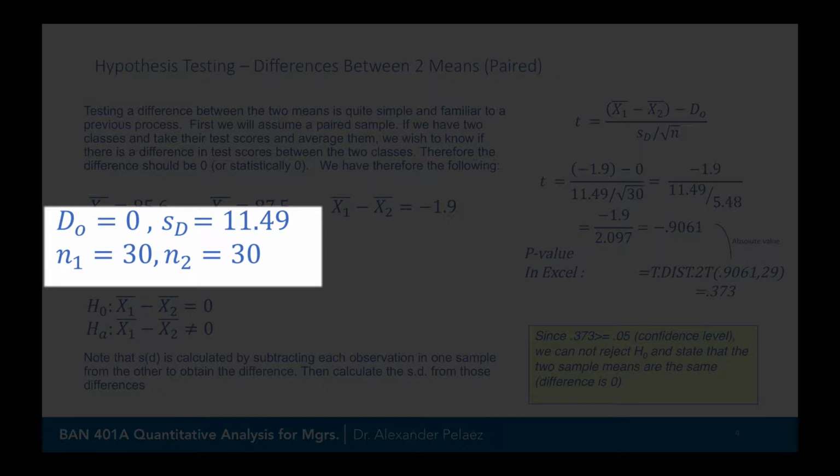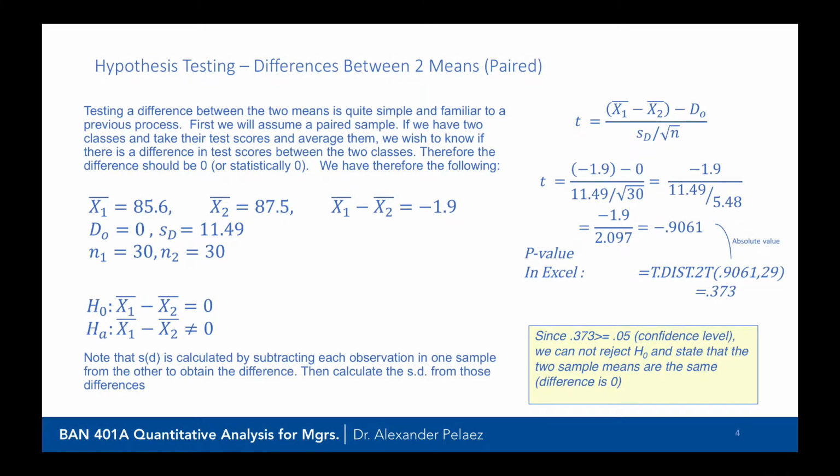Now, our standard deviation from our sample example will be 11.49, and again, we would get this from the sample. Our N1 and N2, the number of observations in sample 1 and sample 2, are 30, and we set up our hypothesis test. Our H0, the null hypothesis, is that x1 bar minus x2 bar equals 0. Our alternative hypothesis is that x1 bar minus x2 bar is not equal to 0. And again, we could rephrase that a little bit by saying x1 bar minus x2 bar equals D0. So that D0, which is the difference that we're comparing to, is the right side of the equal sign in the hypothesis test.